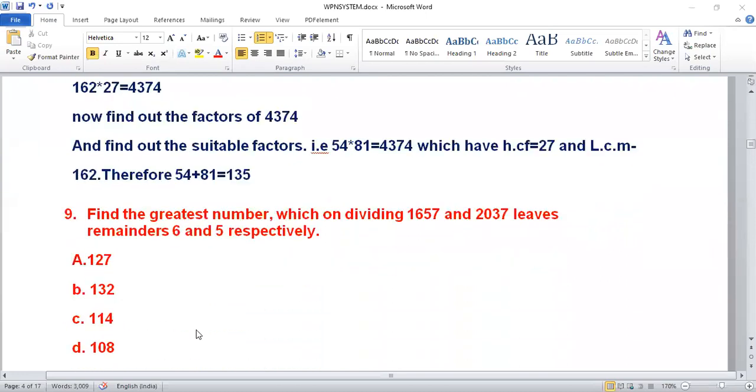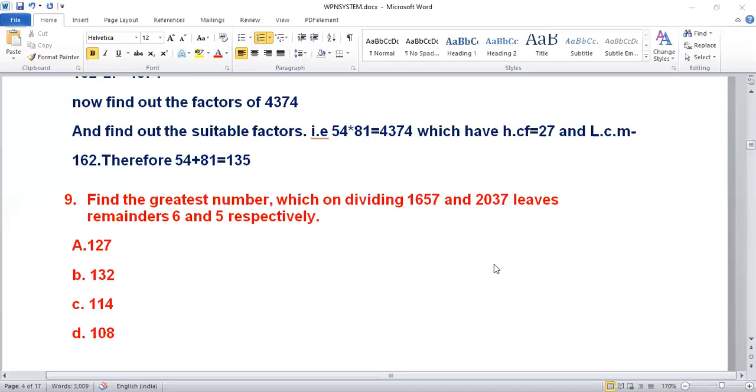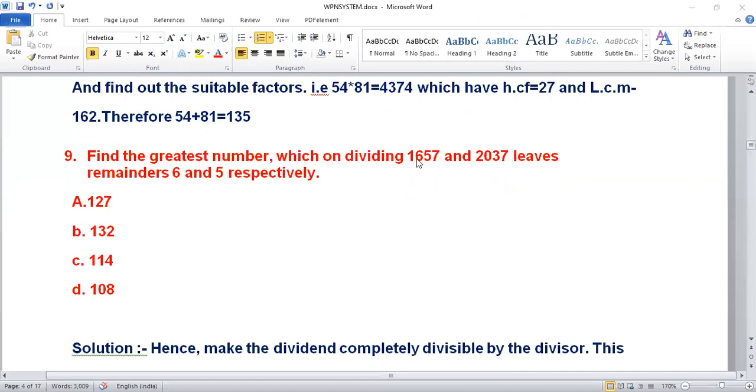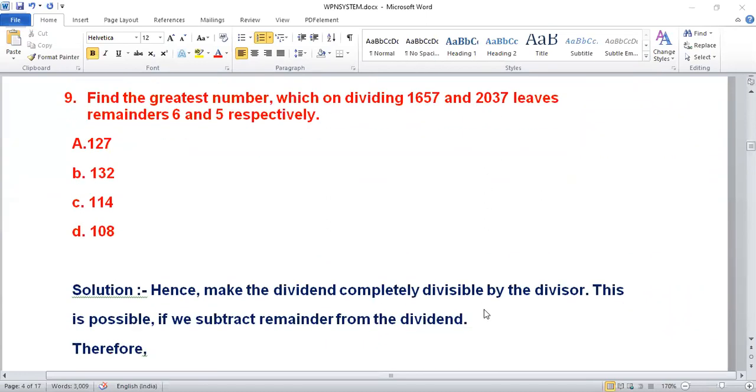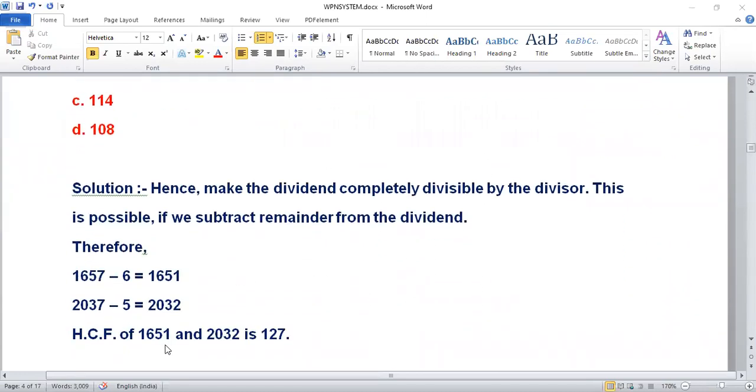And question number 9, I think you remember the formula which we have done just now. Can anybody let me know how we will do this question? Question number 9. Anybody? So this is the same: we just subtract 6 from 1657 and 5 from 2037, and whatever remainder is left, you have to find the HCF of these 2 numbers.